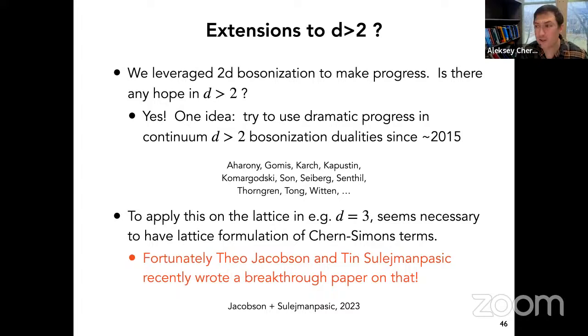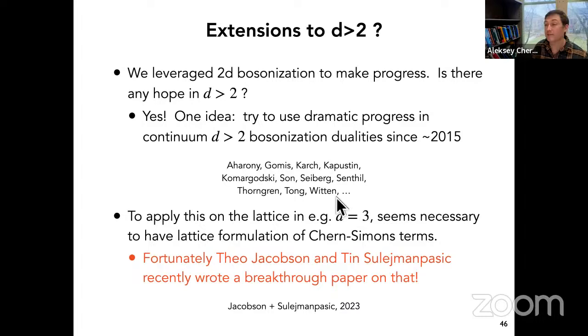There are several ways you could try to do that. One idea is to try to use a dramatic progress in continuum bosonization in more than two dimensions since around 2015, where a bunch of people wrote a lot of interesting papers about bosonization in three dimensions, for example. Now, in those bosonization dualities in higher dimensions, Chern-Simons terms appear in a really vital way. And so to have any chance of making use of it, you would need a lattice formulation of Chern-Simons theory.